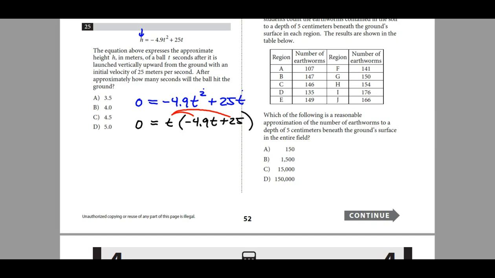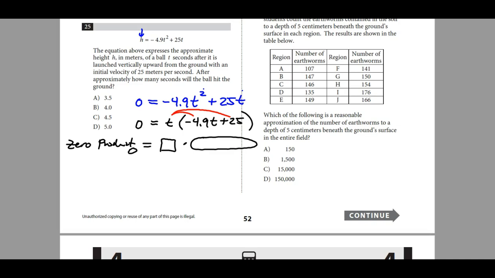So factoring is just doing reverse distribution. Now I'm going to use what's called the zero product property. The zero product property basically says that if I have something multiplied by something else and it equals 0, one of those two things has to be 0.